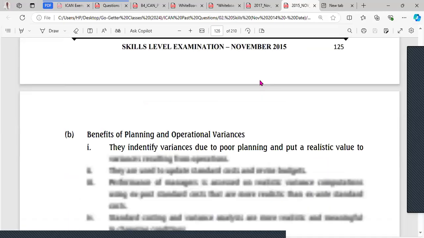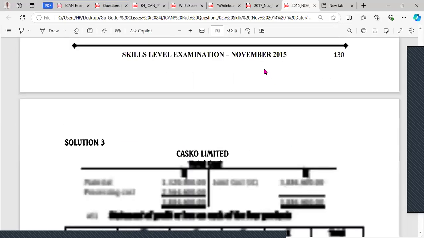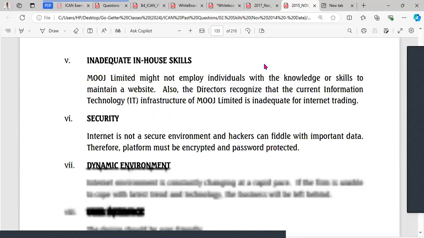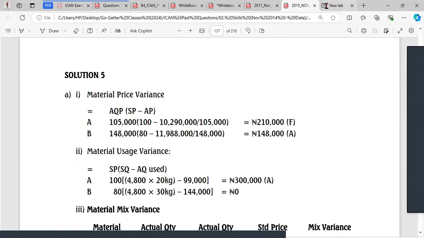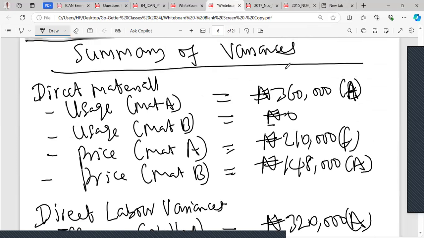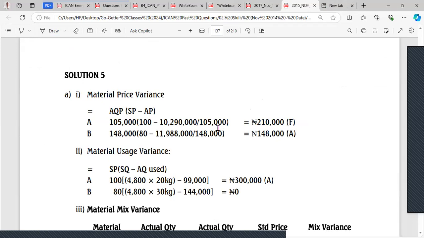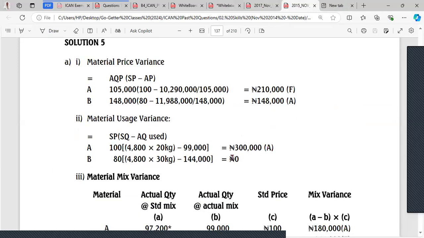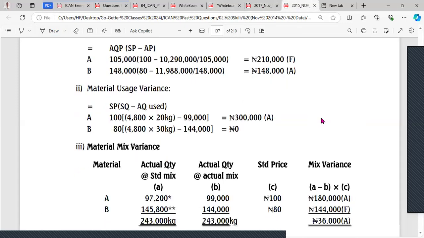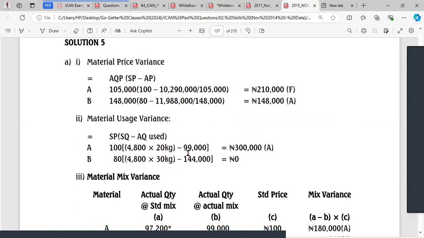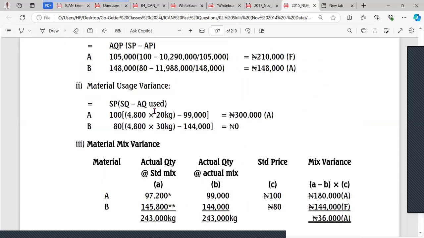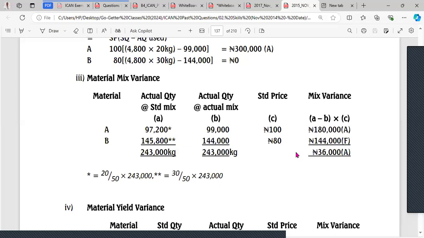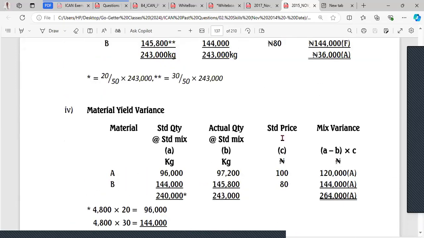Okay, so question number 5. So we can compare with what we did with what was done here. There might be a difference. Material price 210, 148, 300. Okay, material usage. Okay, they have come to material mix variance. That's advanced, which I will tell you later.